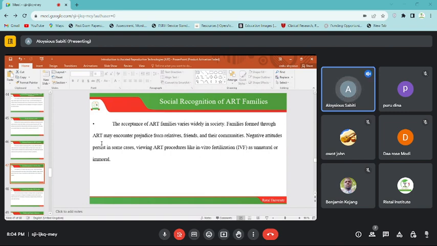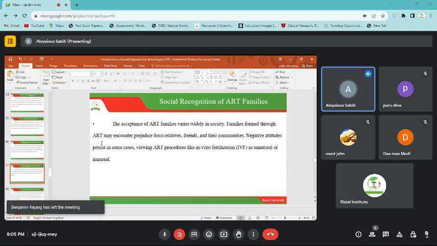So the acceptance of ART families varies widely in societies. Families formed through ART may encounter prejudice from relatives, friends, and their communities, and the negative attitude persists in many cases, viewing ART procedures like in vitro fertilization as unnatural or immoral. So in the societies we live in, the chances that they could relate with these ART methods, or with individuals in certain families that are undergoing ART, is relatively low.